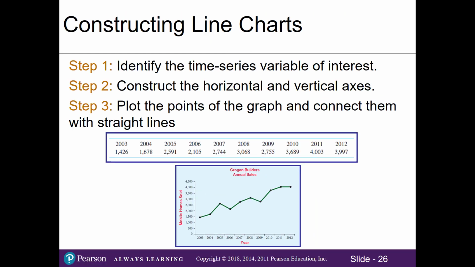To construct a line chart, our first step is to identify the time series variable of interest. So here, our variable of interest is the number of mobile homes sold, and you will, in step 2, construct the horizontal time and vertical, our variable of interest, axes. So in our table that will turn into the chart, you can see our years starting from 2003 up until 2012, and below each year is the number of mobile homes sold. In step 3, we can then plot the points of the graph and connect them with straight lines. Now you can do this by hand, but we typically use Excel to do this.